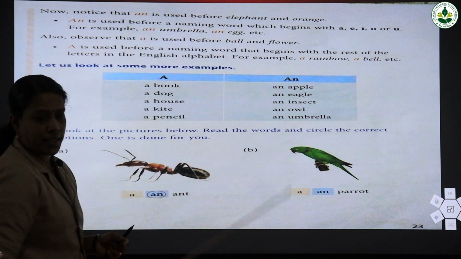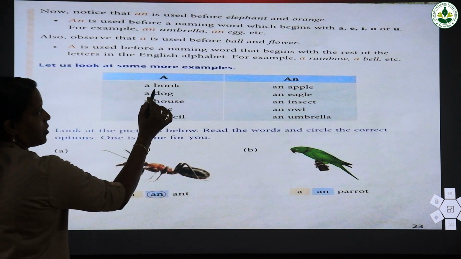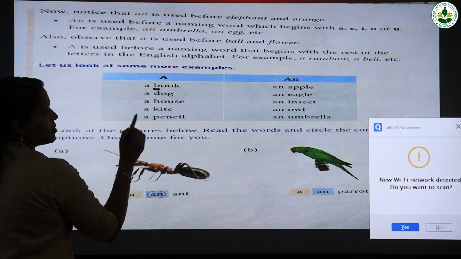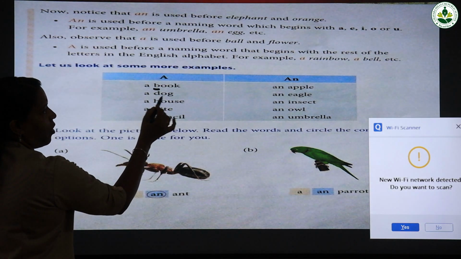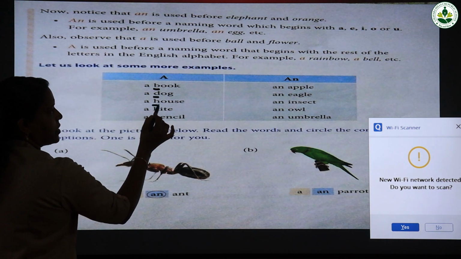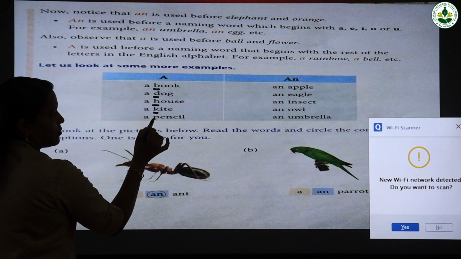Now, all of you listen here. See, what is the first letter of this word? Book? B. What is the first letter of dog? D. First letter of house? H. First letter of kite, K. First letter of pencil, P.